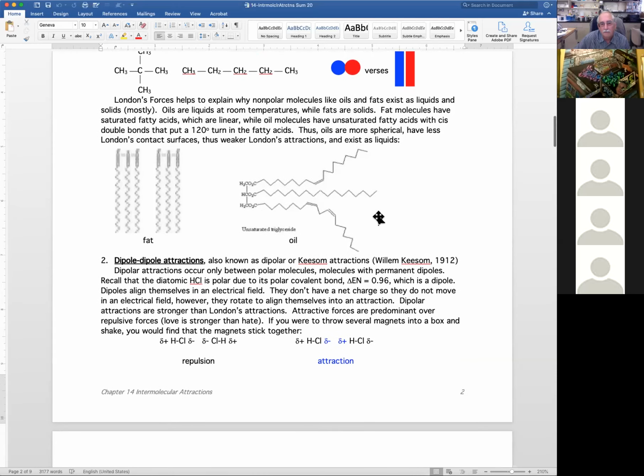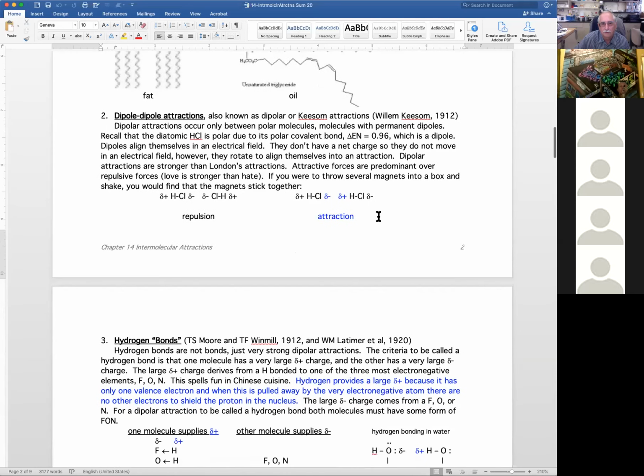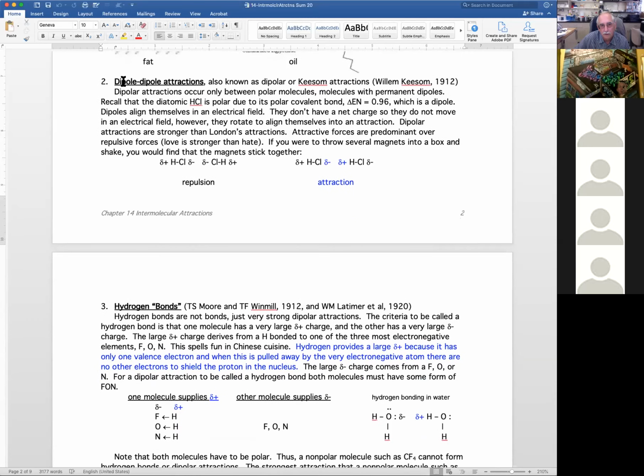Well, what if you have two polar molecules? Then you're going to have a dipole to dipole attraction, also known as a dipolar attraction. Keystone is not used very much. So here's a typical small polar molecule, HCl, also known as hydrochloric acid if it's dissolved in water.